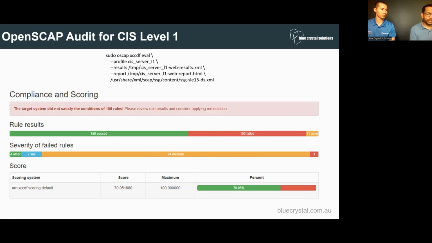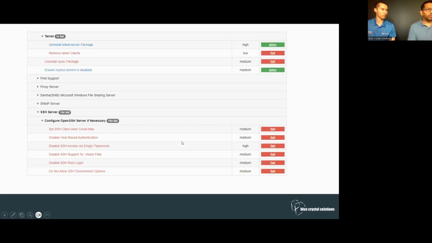Without running this remediation script, this was the compliance level. It was at about 70%, and it shows us the number of checks that were passed and failed. Now, if I deep dive into the report, it would actually show me what checks passed and what checks failed, and I could deep dive into each check.